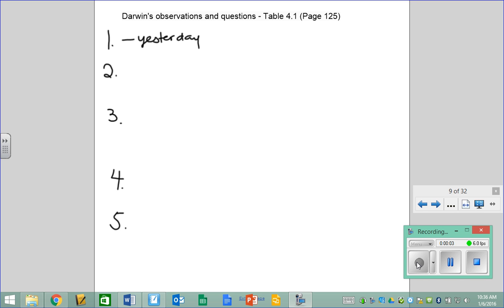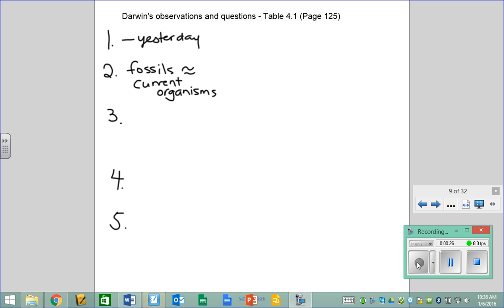So what I said was try to sum it up in the smallest amount of words that you can, just so you have a good idea of what Darwin saw and what this led him to think about in terms of evolution. So the second point was that he found fossils that looked kind of like current organisms.